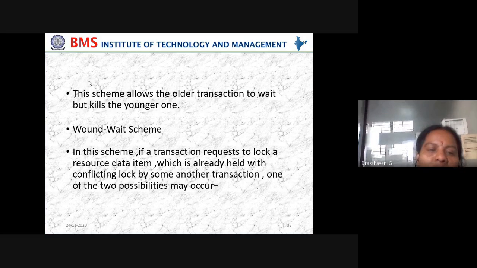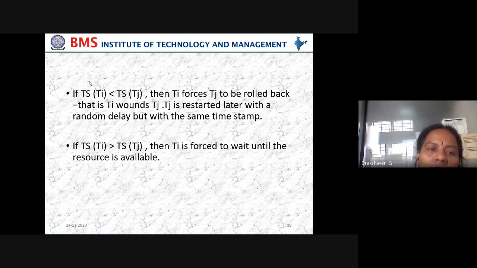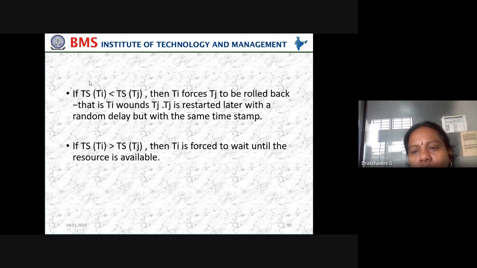Now the wound-wait scheme. In this scheme, if a transaction requests to lock a resource data item which is already held with a conflicting lock by some other transaction, one of the two possibilities may occur. If the timestamp of Ti is less than the timestamp of Tj, then Ti forces Tj to be rolled back. That is, Ti wounds Tj. Tj is restarted later with a random delay but with the same timestamp.